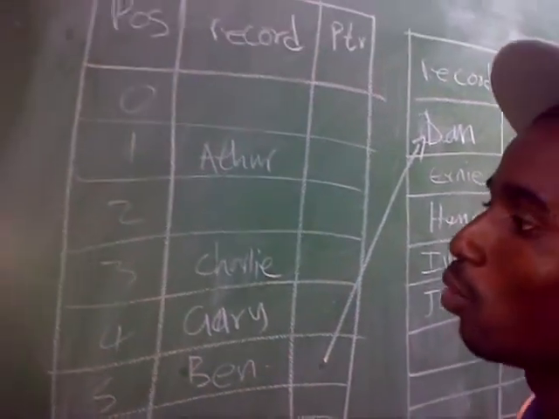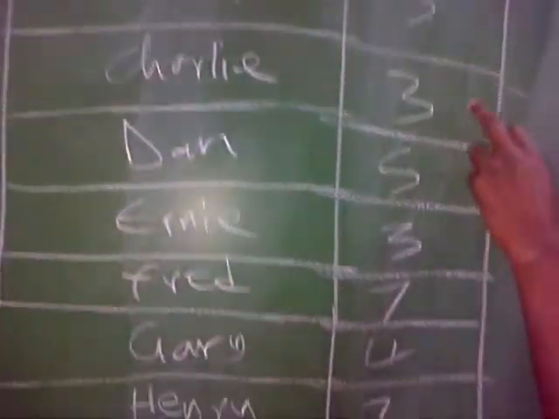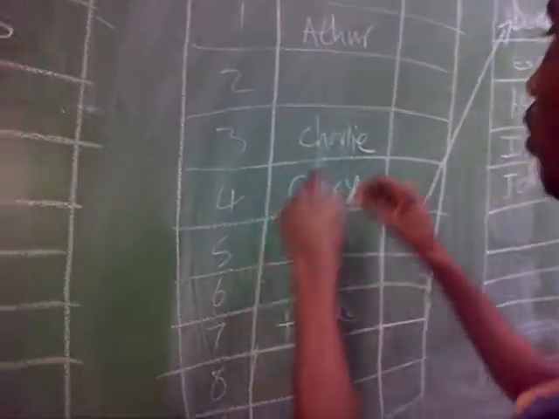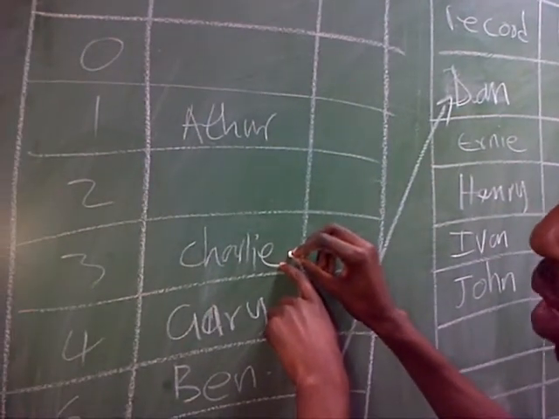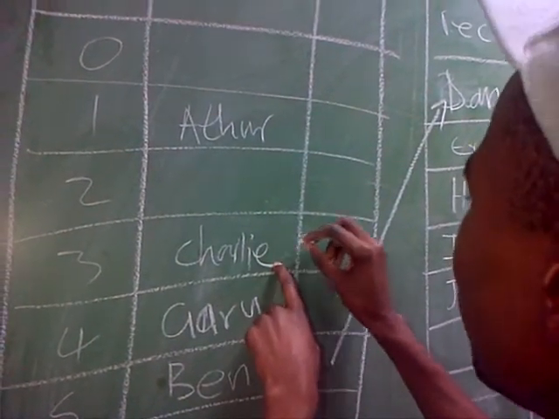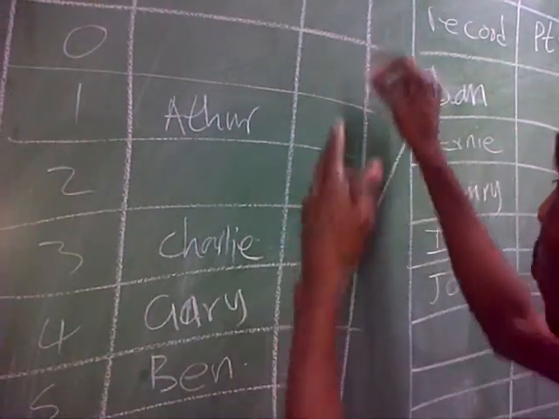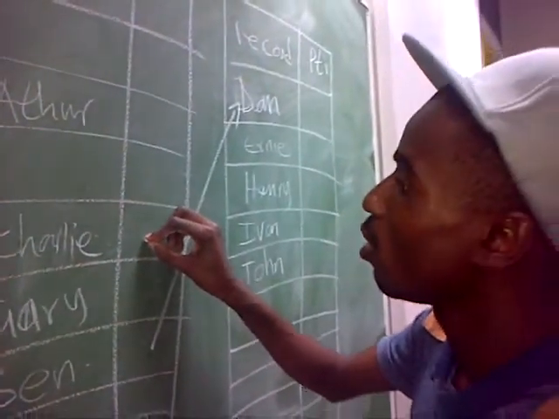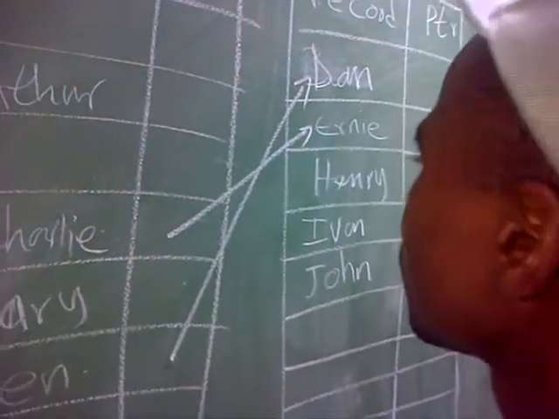Then let's go to another collision that we had. We had this collision of Charlie and Amy. Then we go with Charlie on position 3, and she collided with Amy. Then we put an arrow. Don't make a mistake. Don't put the arrow this side. It goes from Charlie to Amy, and it's like this.